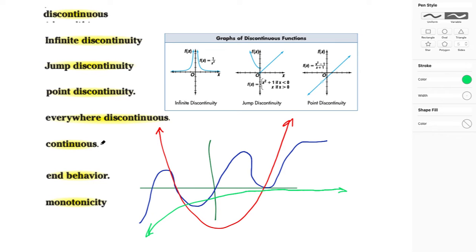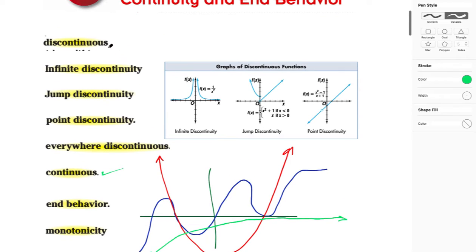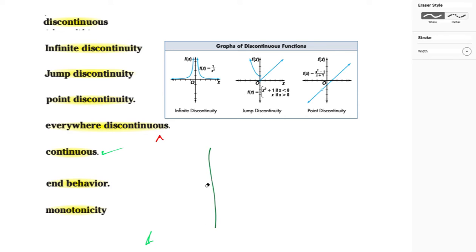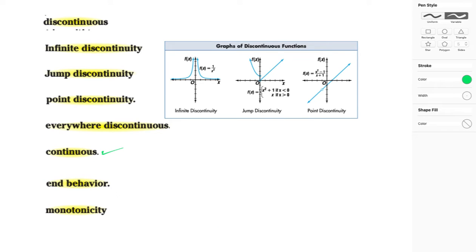So we kind of got through here, but let's go back and figure out what discontinuous is, or what are some of the types of discontinuities we can have. So discontinuous means you can't do that. Discontinuous means that there's a break in the graph, or a space in the graph where the graph does not exist, even if that space is just one point, or one location.